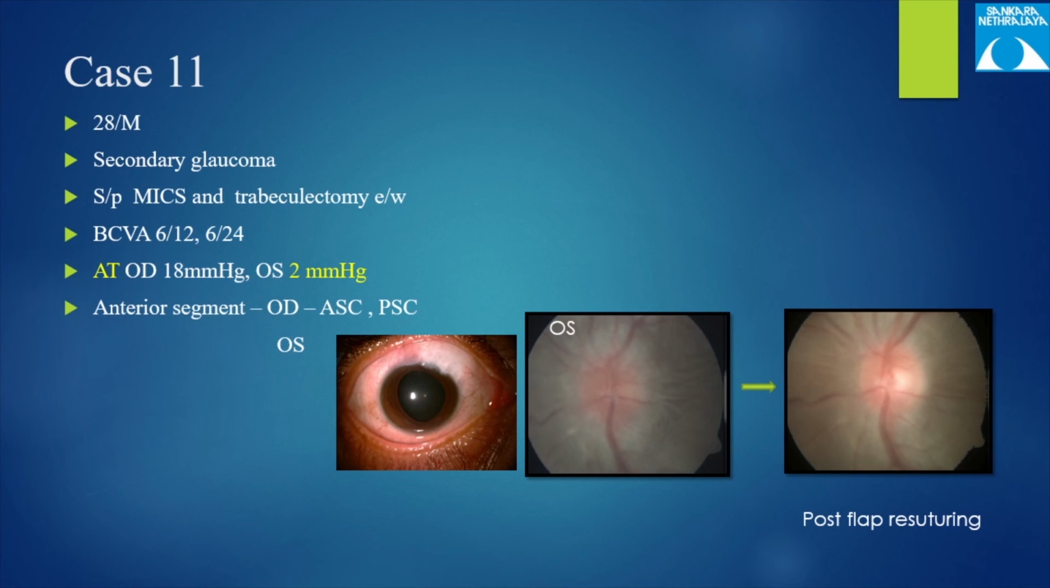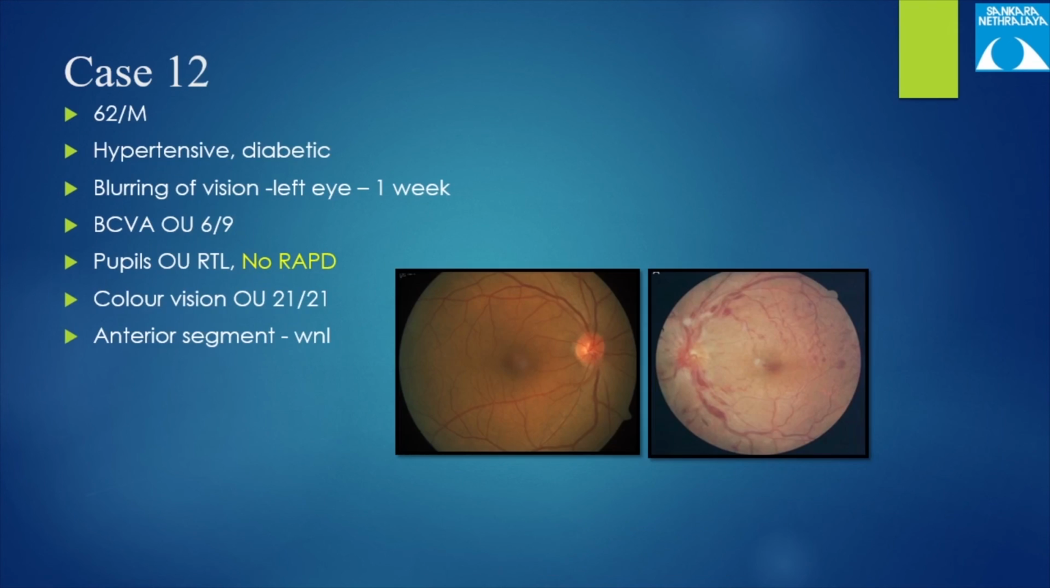Post flap suturing, there was a gradual reduction in the disc edema. So this patient had disc edema in a hypotonus globe. Coming to our last case, a 62-year-old male, diabetic and hypertensive. Vision is good. There's no RAPD in either eye. Color vision is intact. Can you describe the left eye fundus photograph? These are positive findings.